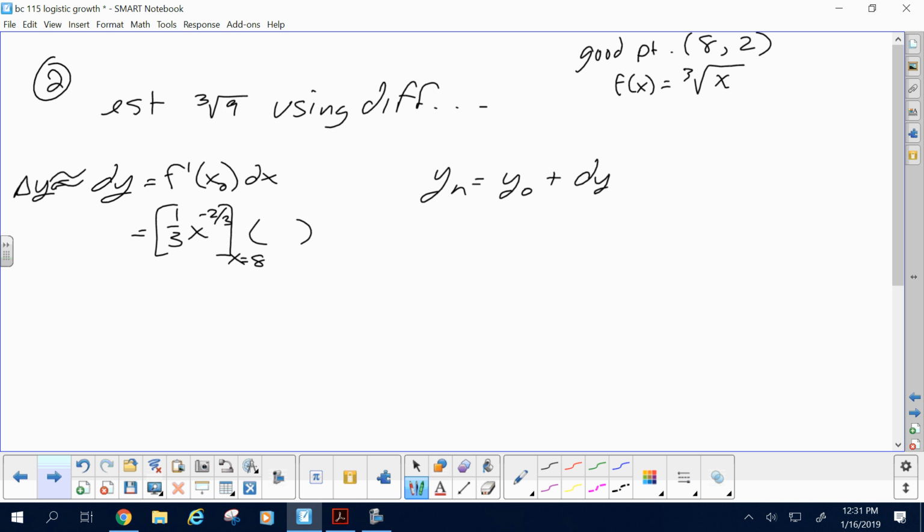Positive, because we're going from 8 to 9, not 9 to 8. Or we could say we expect it to increase. Going from 8 to 9 is going to get bigger. All right, so this then is 1 over 3 times the cube root of 8 quantity squared. And so I feel like 1/12.